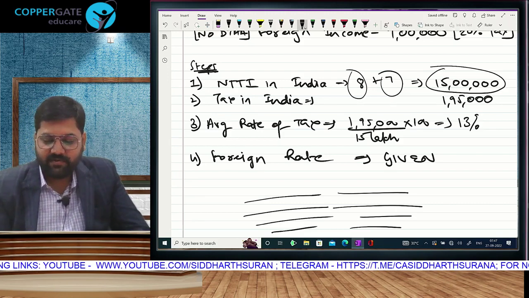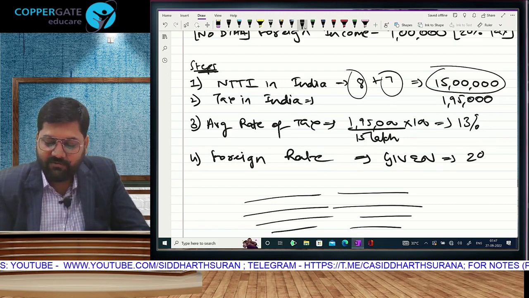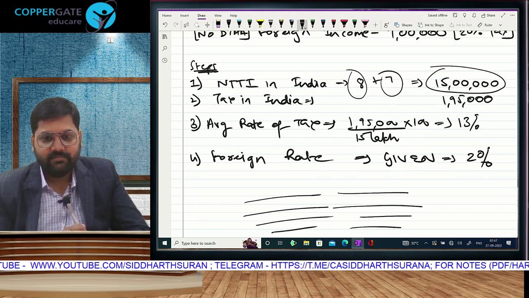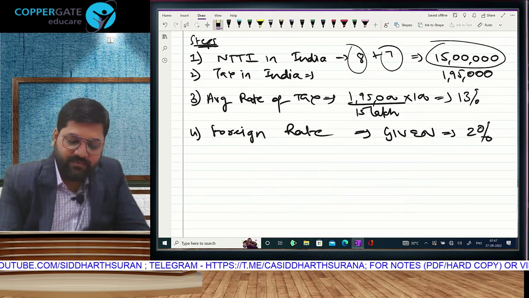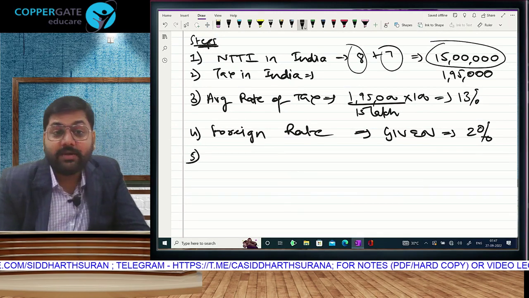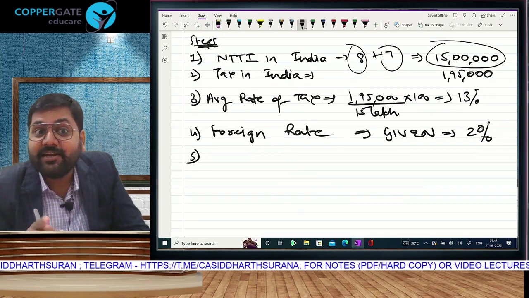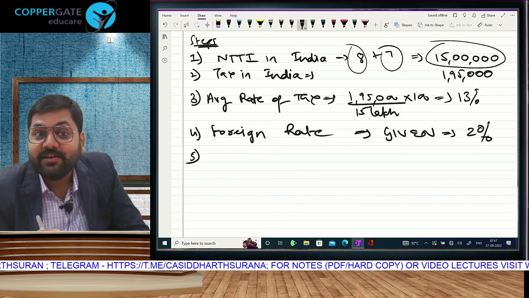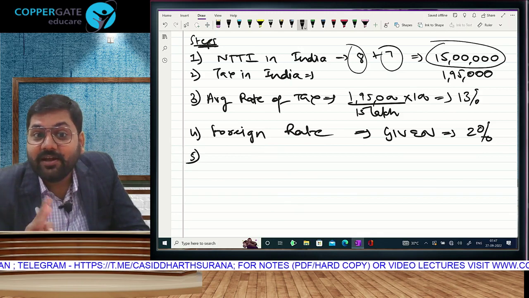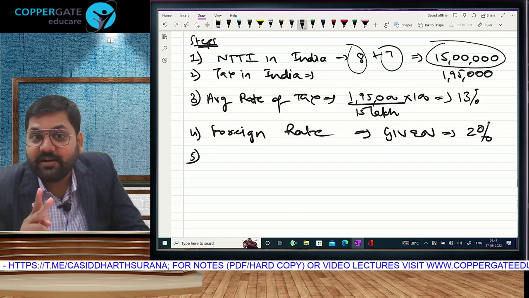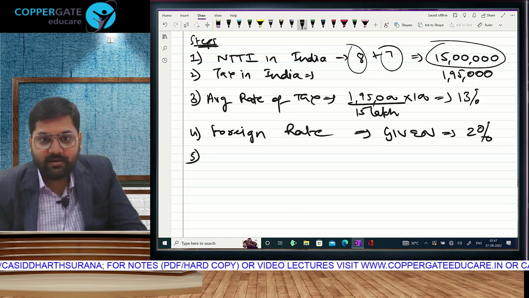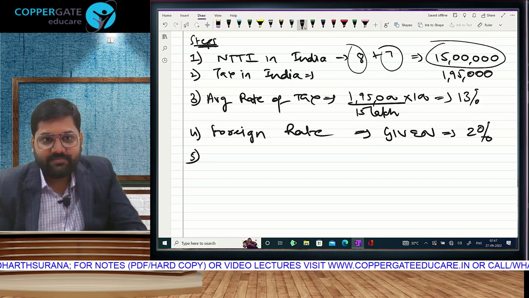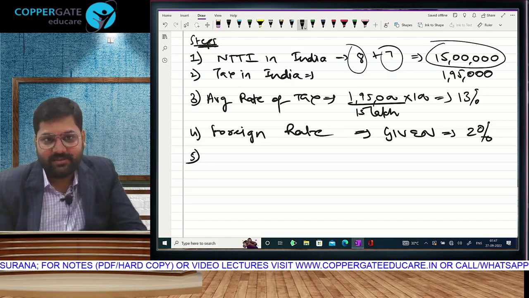Foreign rate will always be given. What is given to you? I only gave you 20%. That's it, friends, it's done. The logic was already told to you. We are going to give you relief. You tell me, at Indian rate or foreign rate? Which will be your relief? Indian tax or foreign tax? Indian, wrong answer Amit. Foreign, wrong answer.